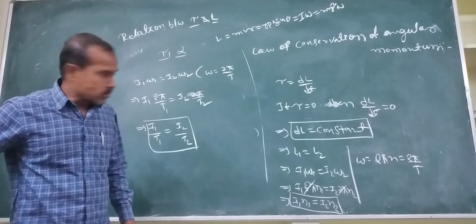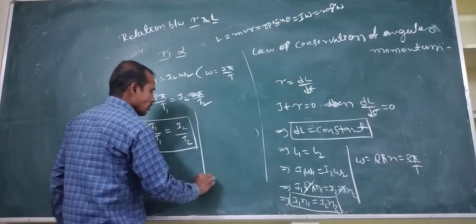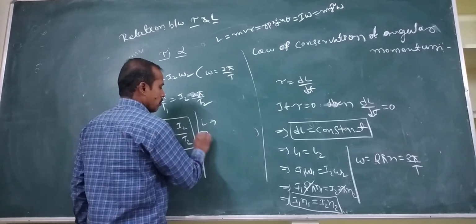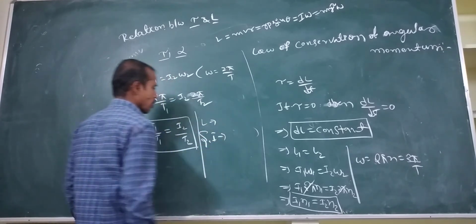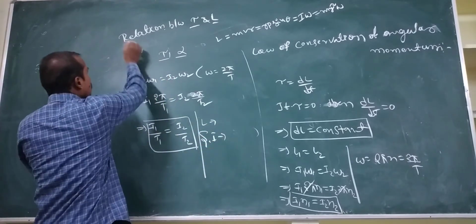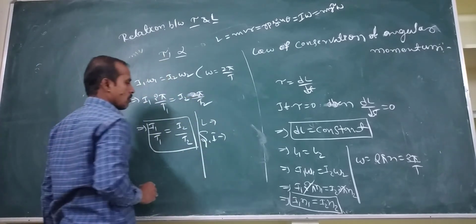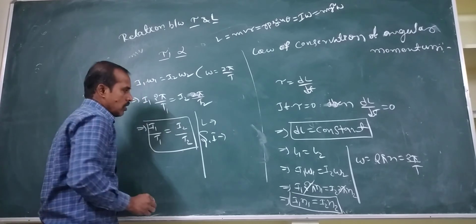Now, SI units of momentum: momentum is equal to mass times velocity, so it is a vector quantity.